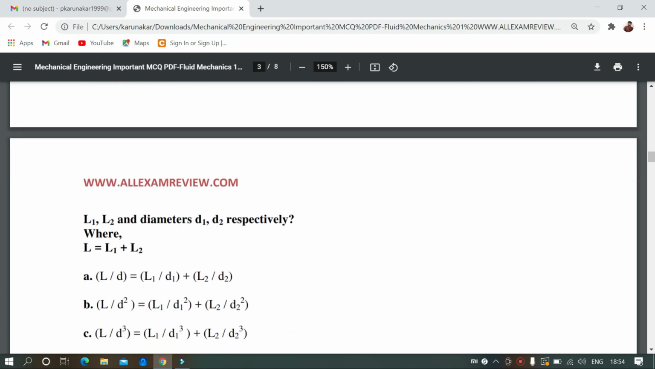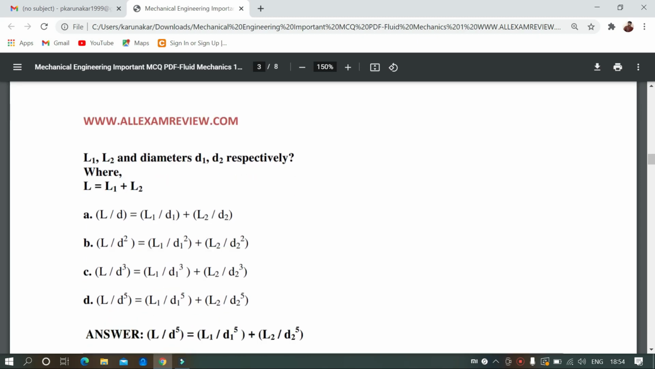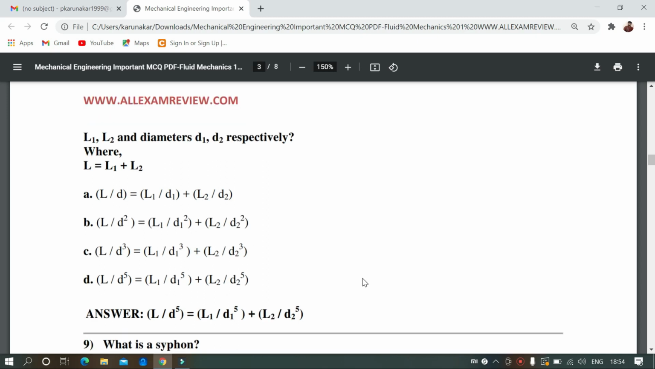The options given are: option A, L by D is equal to L1 by D1 plus L2 by D2. Option B, L by D square is equal to L1 by D1 square plus L2 by D2 square. Option C, L by D cube is equal to L1 by D1 cube plus L2 by D2 cube. And option D, L by D power 5 is equal to L1 by D1 power 5 plus L2 by D2 power 5. So the correct option is D: L by D power 5 equals L1 by D1 power 5 plus L2 by D2 power 5. It is the correct answer for finding the equivalent pipe of two pipes in series.